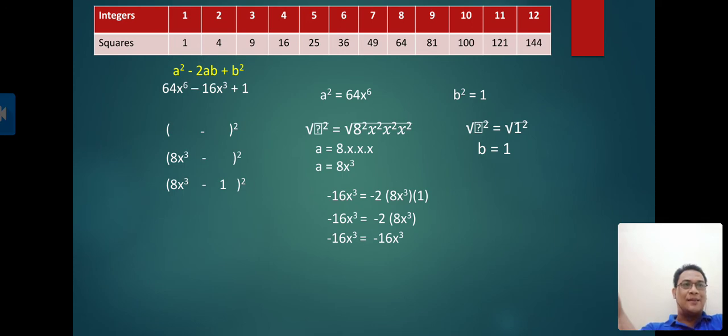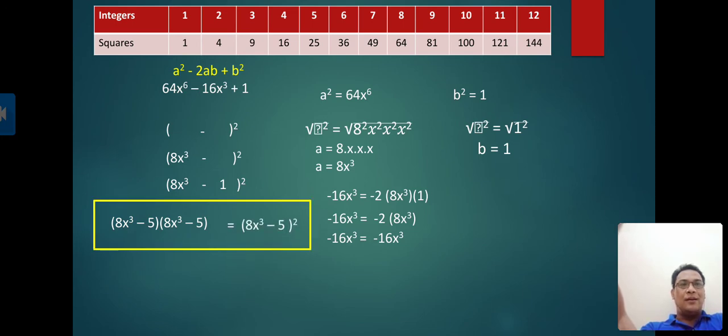Again, this is a perfect square trinomial. Thus, the factored form is 8x cubed minus 5, the quantity squared, or (8x cubed minus 5) squared. Okay, so that is how to factor perfect square trinomials.